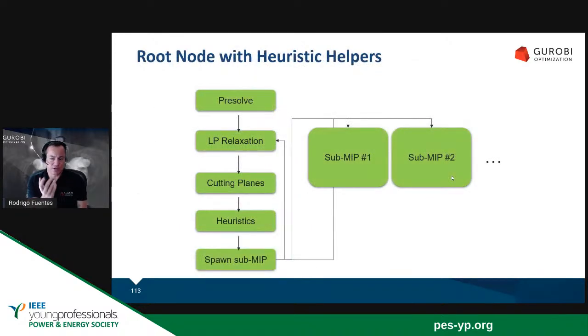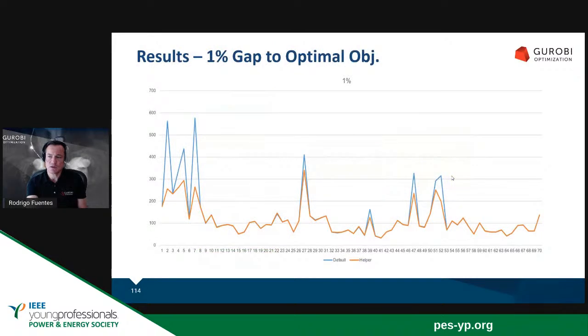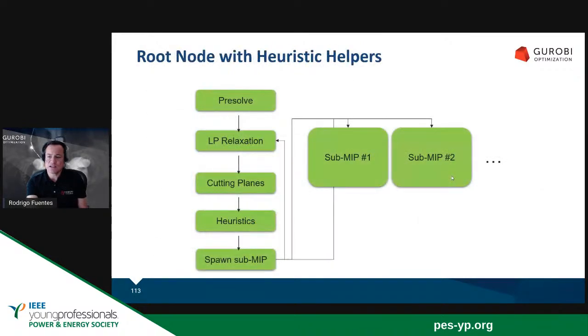Here is a graph of what we just talked about. So we have the presolve section, the LP relaxation, cutting planes, heuristics to find feasible solutions, and then we spawn submips depending on the relaxation that we have. And in the submips, we try to find feasible solutions to our problem. So let's see what happens when we use these helper heuristics in the submips.